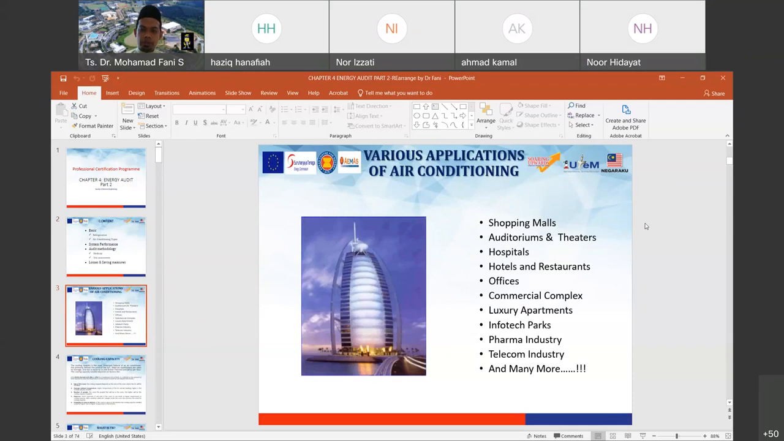Various applications of air conditioning systems, as I mentioned. These are other types of buildings: luxury apartments, commercial complexes, infotech parks, pharma industry, telecom industry, and many more. We also know from the first chapter, do you remember, that the energy consumption by commercial buildings is number two in Malaysia. Number one is industry, the highest consumption goes to industry, and number two is the commercial consumer. These are the sectors that contribute to electricity use in Malaysia, especially commercial buildings.